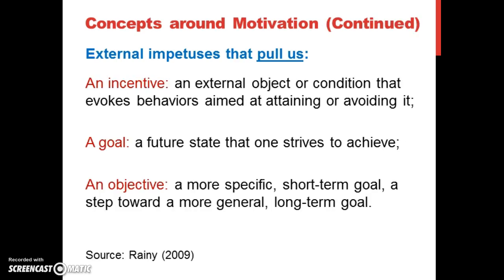On the other hand, Rainey identifies incentive, goal, and objective as external impetus that pull us. In other words, we are pulled by these impetus from outside to satisfy or achieve them. Some of you might confuse a goal with an objective, but it's quite useful to recognize an objective as a type of short-term goal. In sum, this definition of similar concepts around motivation will definitely help you understand the following series in this lecture.